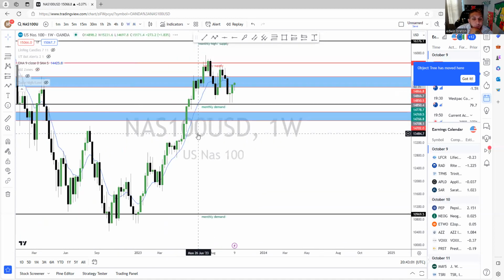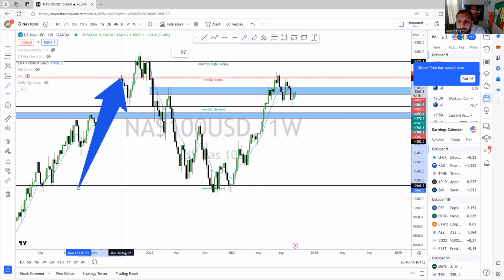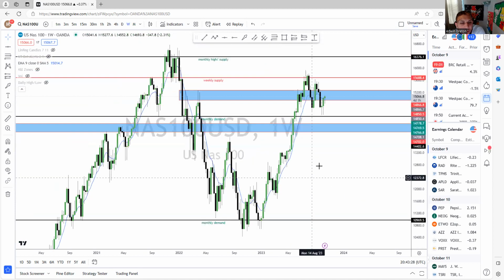Let's go down into the weekly, see what's going on. So we can see multiple rejections of this OB already. You will have a weekly supply. I do see the weekly supply here being respected. That is a level at, let me see, that's gonna be at 15,700 area. I'm gonna leave that level. I like that level.